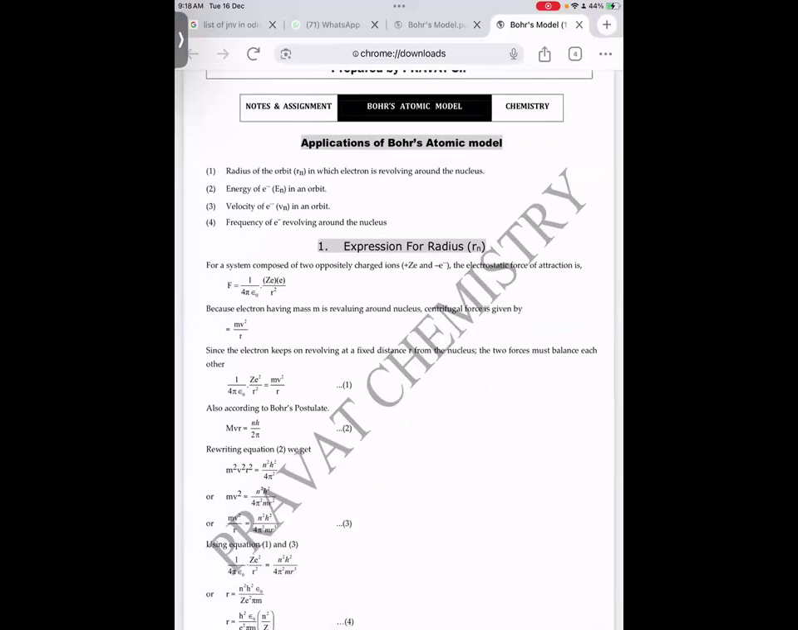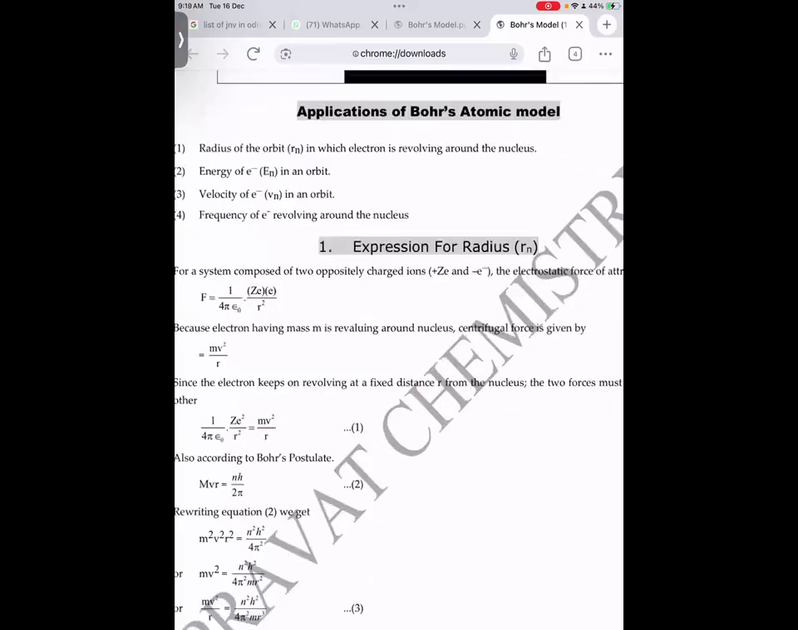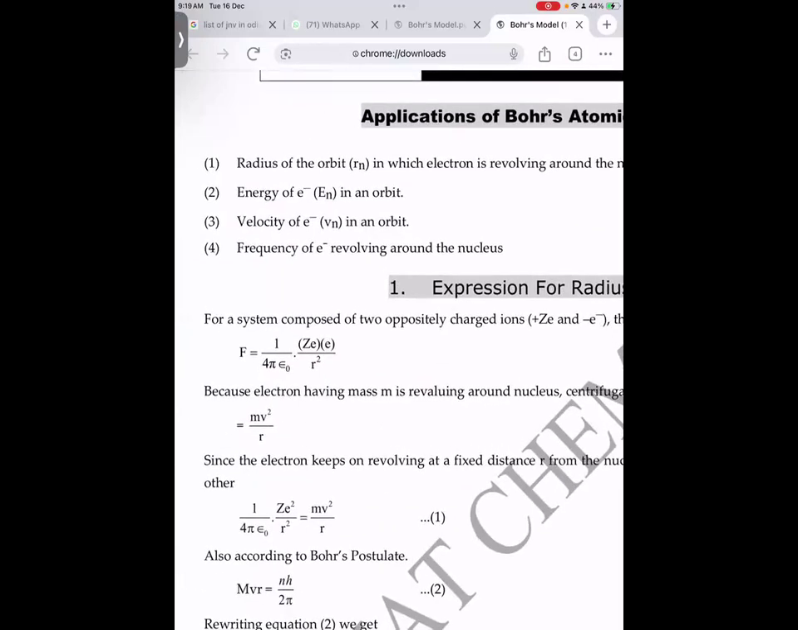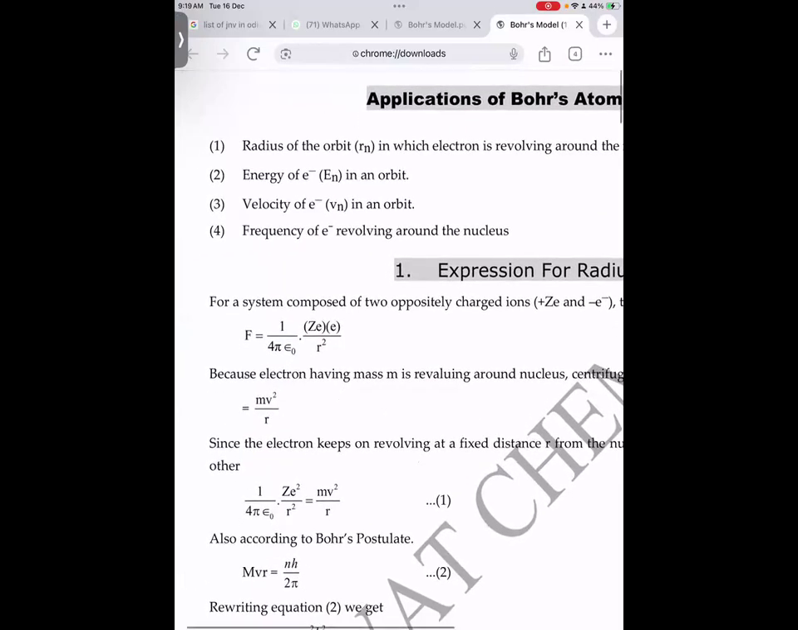So, application of the Bohr-Sommerfeld model: radius of the orbit in which the electron is revolving around the nucleus. Second, energy of the orbit, then velocity or speed of the electron in the orbit, and frequency of the electron revolving around the nucleus. These are the things to be discussed and derived here.